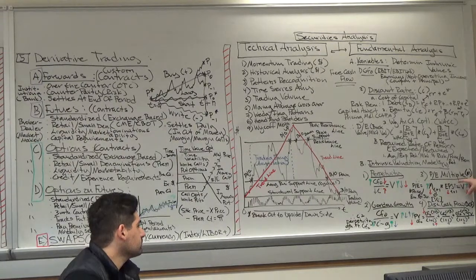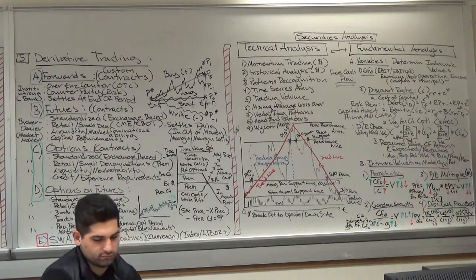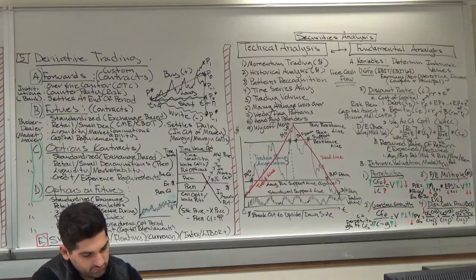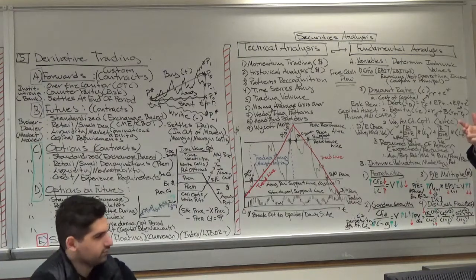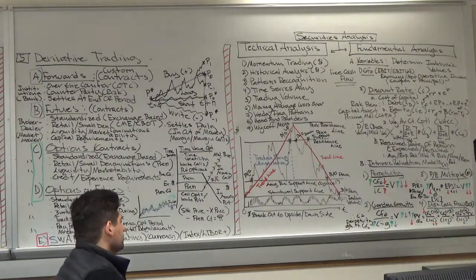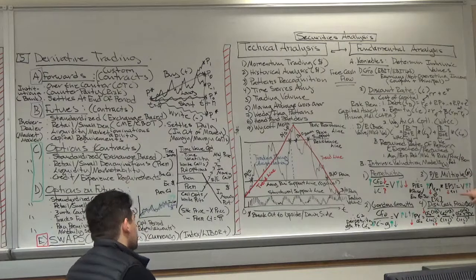There is the PE, or the multiple approach. You have the multiple, which is the price divided by the earnings per share, forward looking. Price divided by earnings per share, or EBIT or EBITDA or free cash flow, it doesn't matter, but let's just say earnings per share, and you get a cash flow multiple. You apply that cash flow multiple to the forward looking earnings per share.